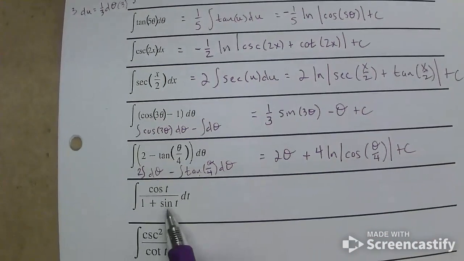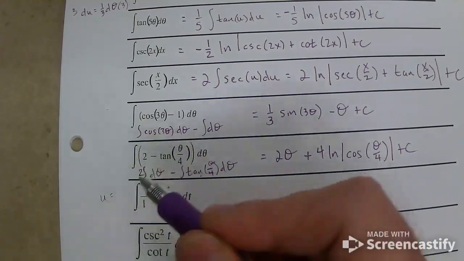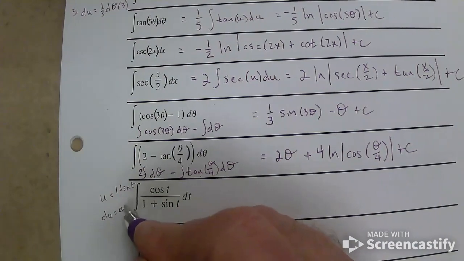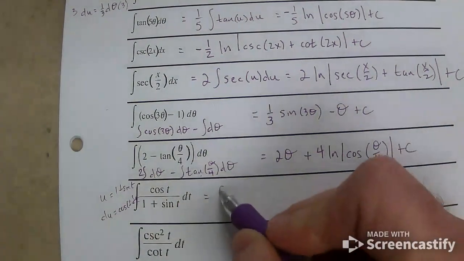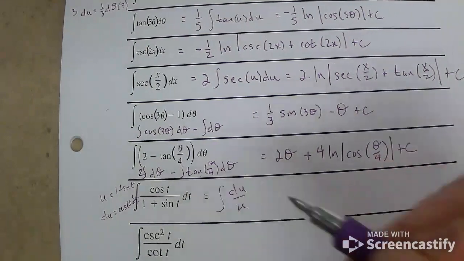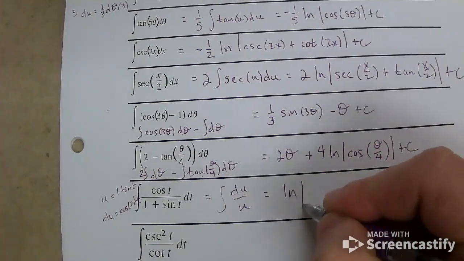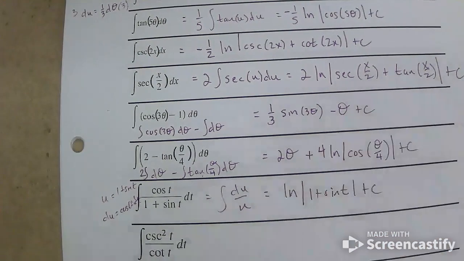Here, for me, I'm still going to look at this and say, you know what? I see this being the u and this being the derivative, because the derivative of sine is cosine. So if we let u equal 1 plus sine t, du equals cosine t dt. So this will actually end up becoming the integral of du over u, which is what we've worked with today. So this will be the natural log of what u is, which is 1 plus sine t, plus c.